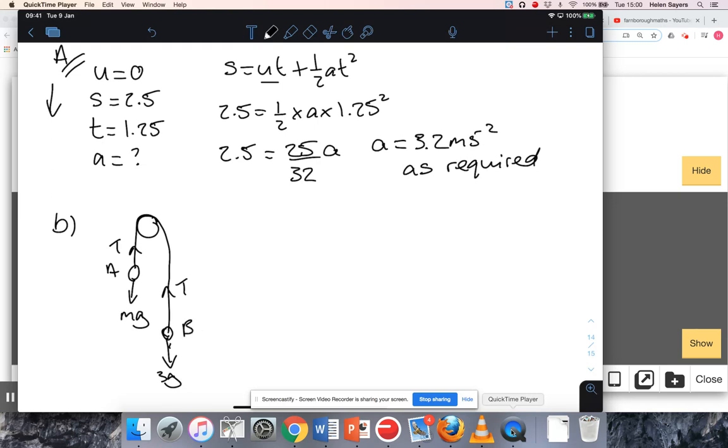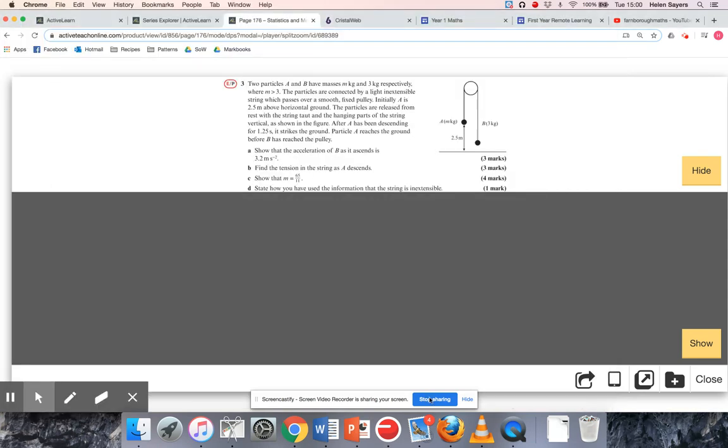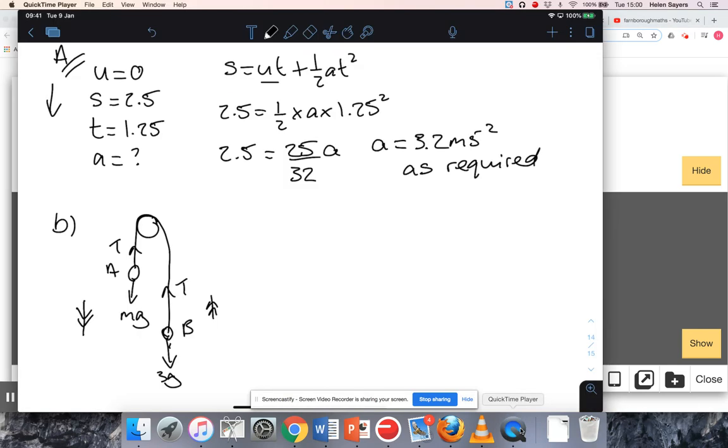And we know that m is greater than 3, so we know that A is moving down, which means B is going to be pulled up. Because it's inextensible, those accelerations will be the same. Right, so what do we actually want? It wants the tension in the string. So I'm going to look at particle B. Let's just sketch B out again.